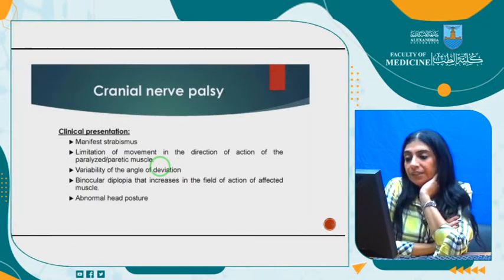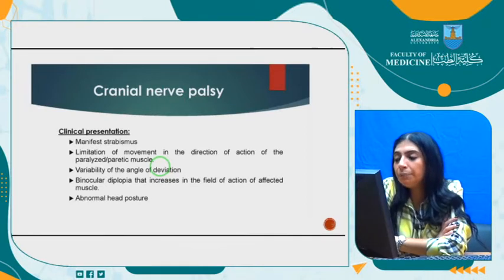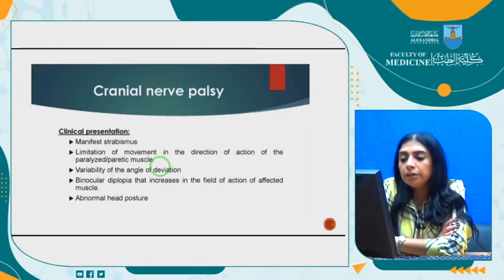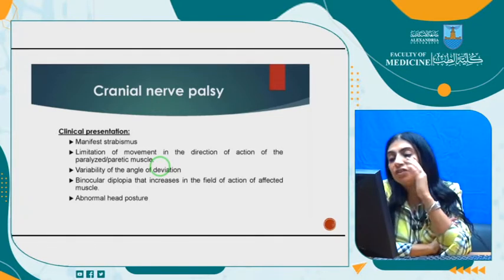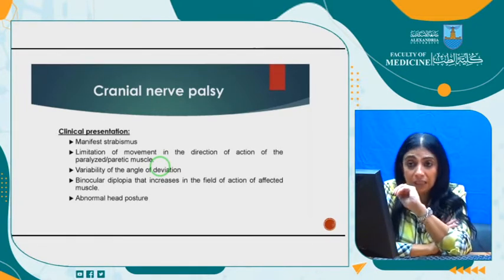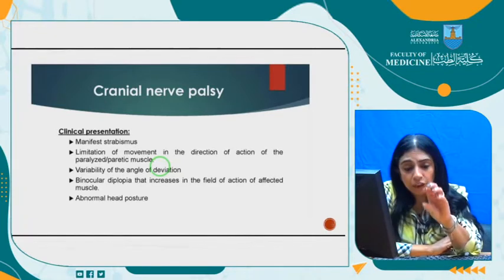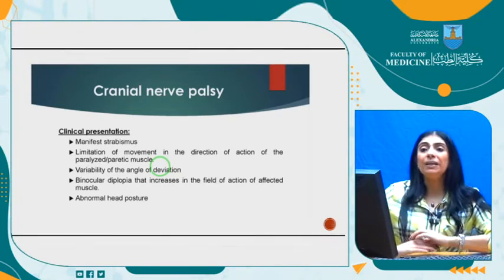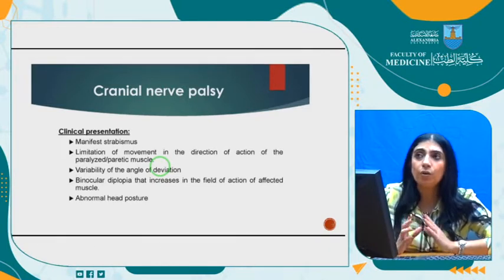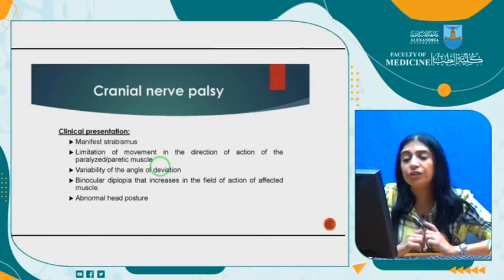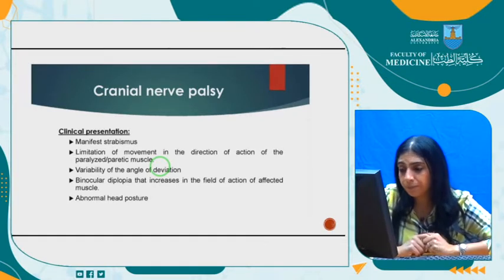What is the clinical presentation of the cranial nerve palsy? Any patient having cranial nerve palsy will present with the following. Number one, manifest strabismus, manifest ocular deviation. Limitation of the ocular motility in the direction of the action of the paralyzed muscle, means that the eye cannot do the action of the paralyzed muscle. Variability of the angle of the deviation, means the angle of this deviation will vary according to the direction of the movement of the eye and according to the paralyzed muscle.